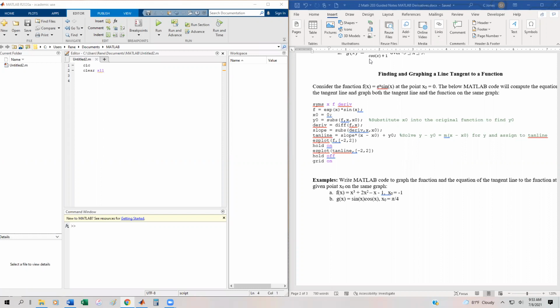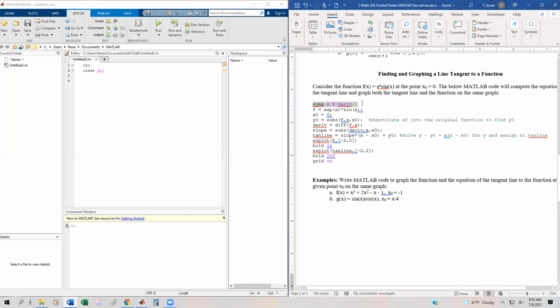And so we have this function, just as an example, e to the x sine x, and we want to consider what the tangent line is at the point x naught equals 0. So what I did was I drafted some code that would show you how to both find the equation of the tangent line and then also to plot the graph of the function as well as the tangent line on the same graph.